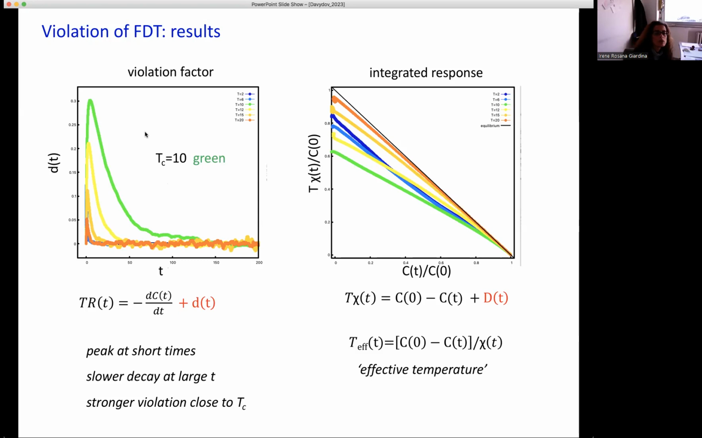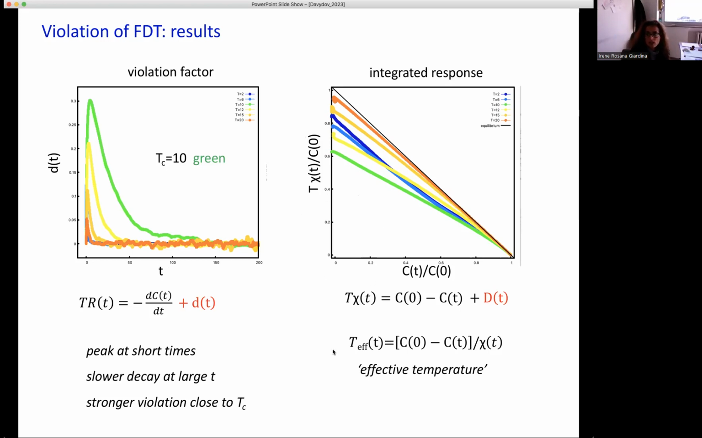Another way to evaluate the degree of violation of the FDT relation is not to look at the equation for the response, but to integrate this equation and look at the integrated response, which is this one on the right. And this is plotted here. In equilibrium, I should get this straight black line here. Out of equilibrium, as you can see, my curve departs from the equilibrium behavior. So these are two different ways to look at violation of equilibrium properties: one via this D of t violation factor, and one via this integrated response behavior.